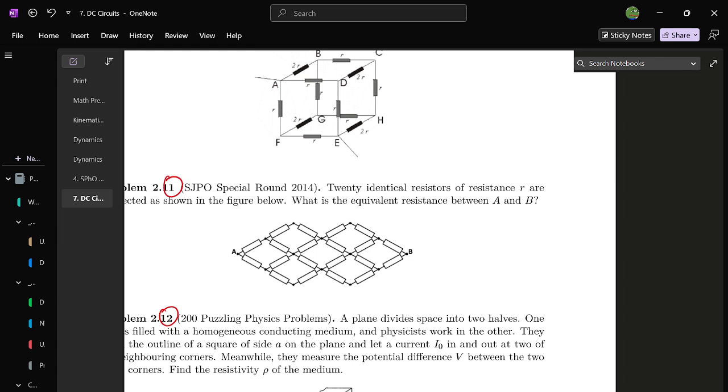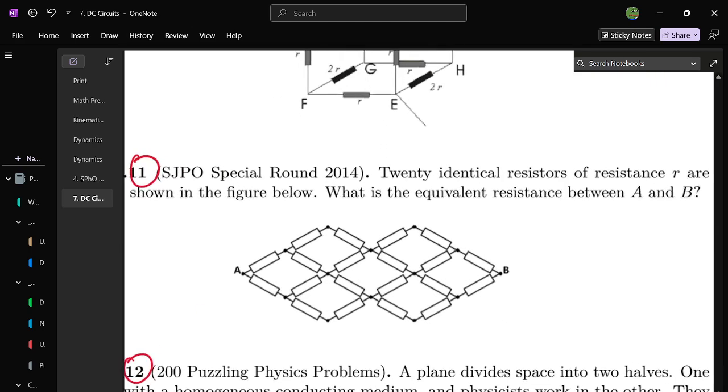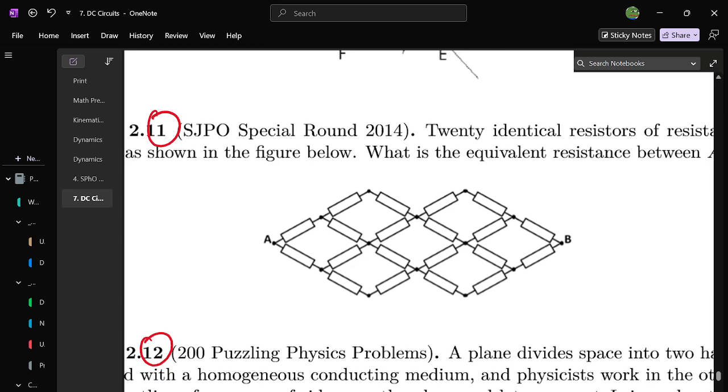Okay, so for 11, we have a bunch of resistors here. Now, this kind of looks similar to the problem where we used symmetry just now to simplify a lot of things. In this case, the symmetry is like that, in this way.